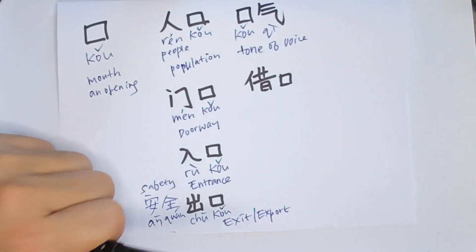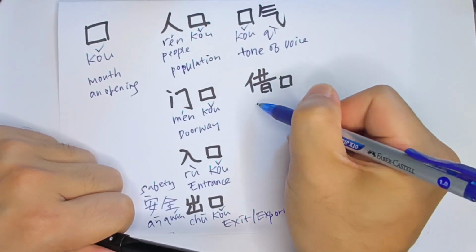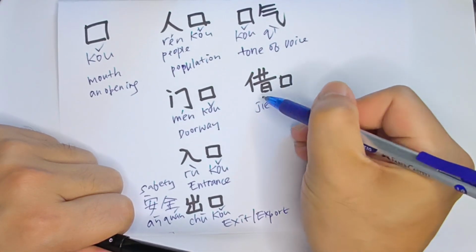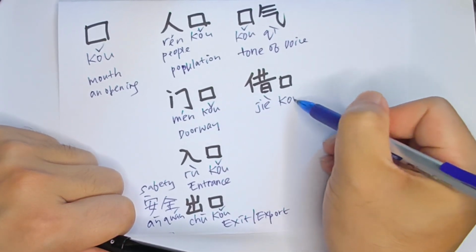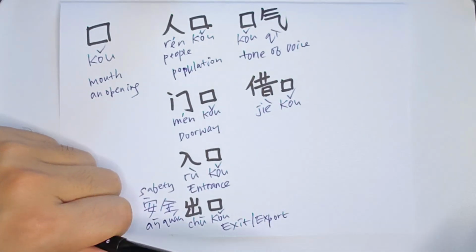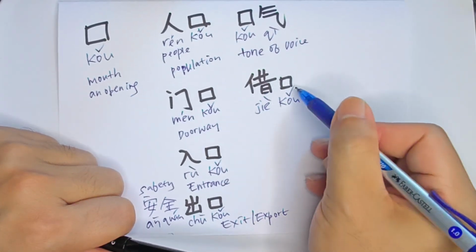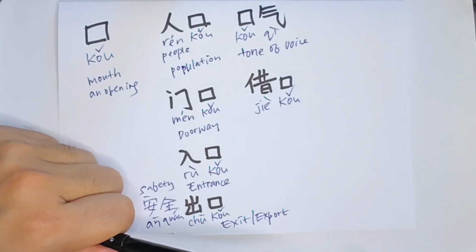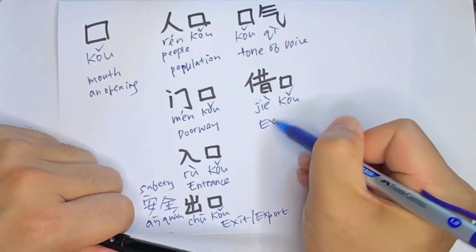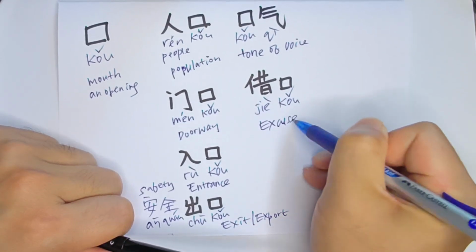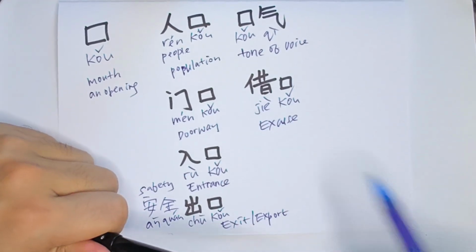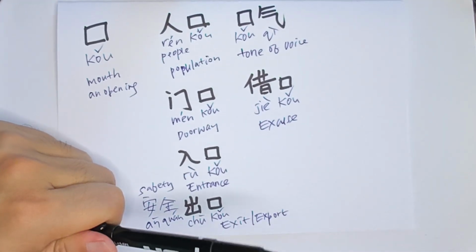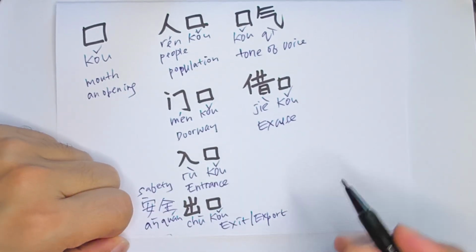And then 借口. 借 means borrow, okay? 借, fourth sound. 口. 借口, borrow, mouth. What does it really mean? It means excuse, okay? No excuse, no 借口. 借口 means excuse.